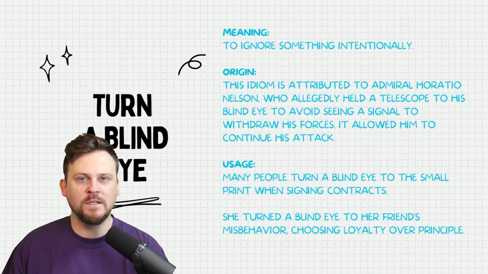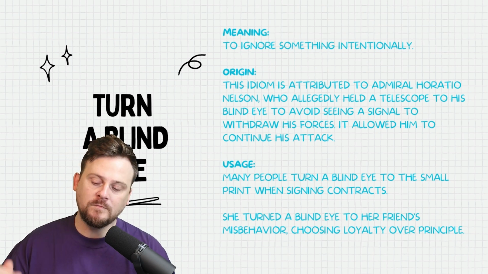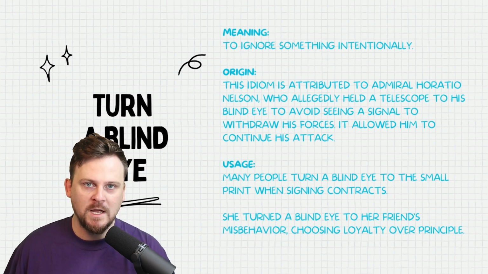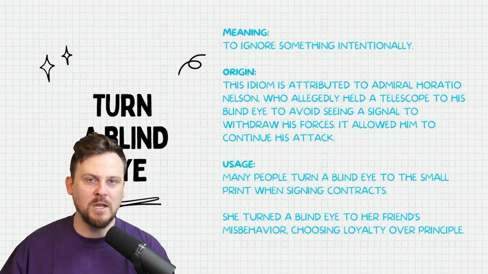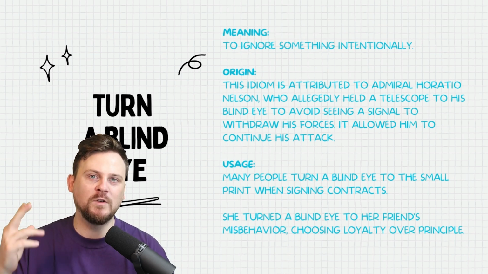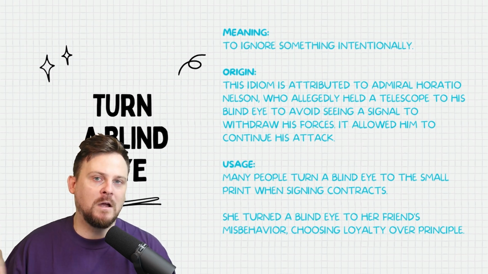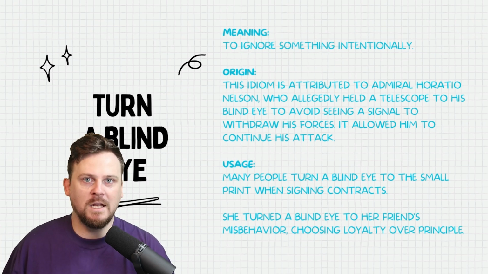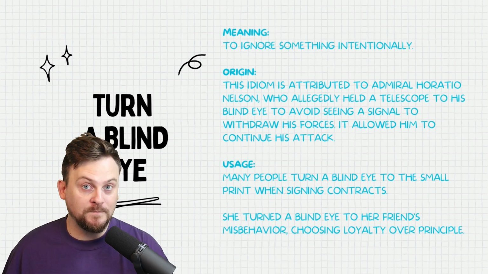Whether that's true or not, the way that we use this nowadays is to say, I'm ignoring something, but I'm not doing it by accident. I'm intentionally not looking. I'm intentionally not trying to find out the truth. I'm intentionally saying, I didn't see anything. I'm not looking, right? To allow something to happen.